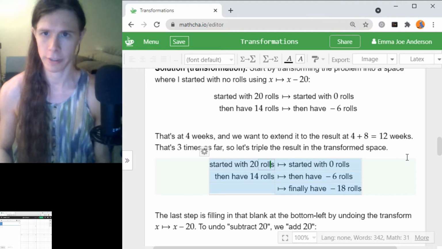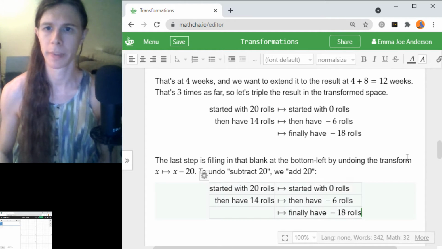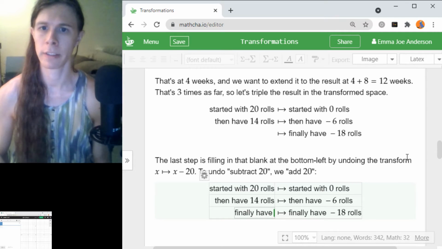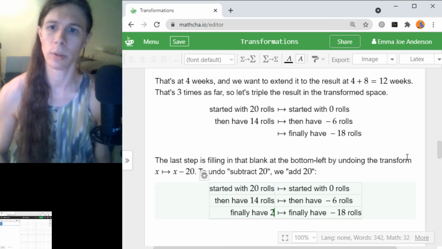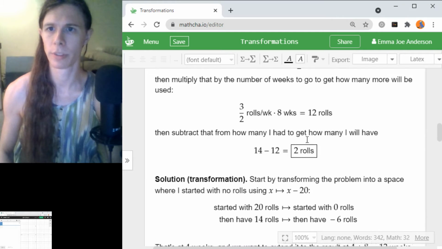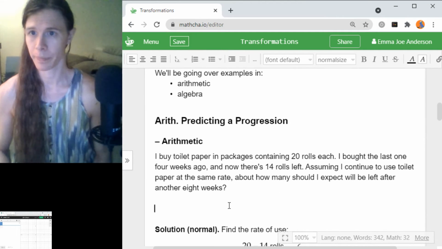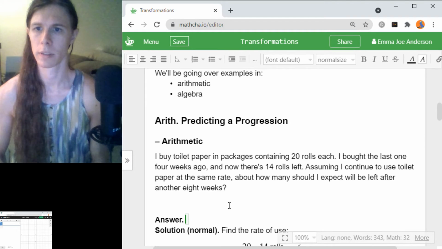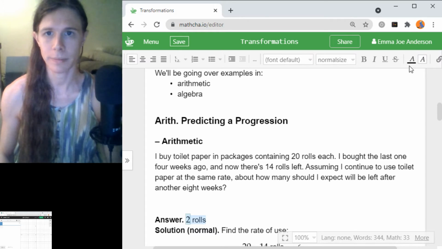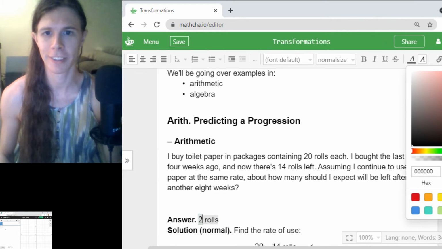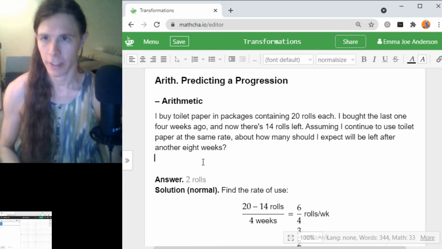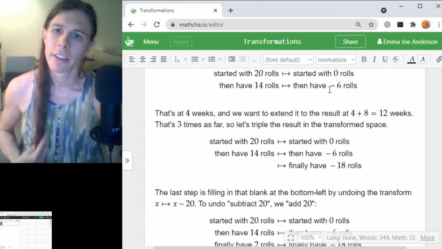And that gives us our final result that we wanted. If we add 20 to minus 18, we finally have 2 rolls, which is the same answer as before. 2 rolls. This is such a habit now of how I do this with all my students. Okay. So that's one solution.